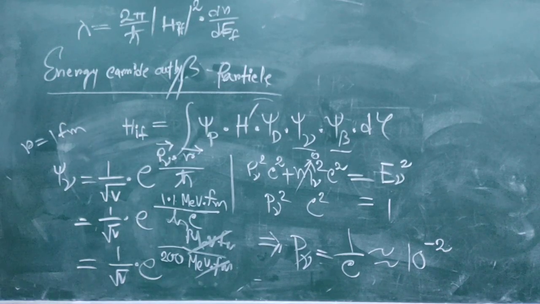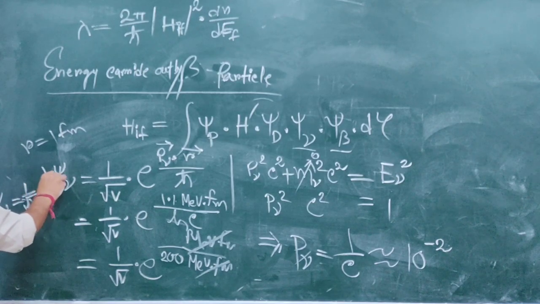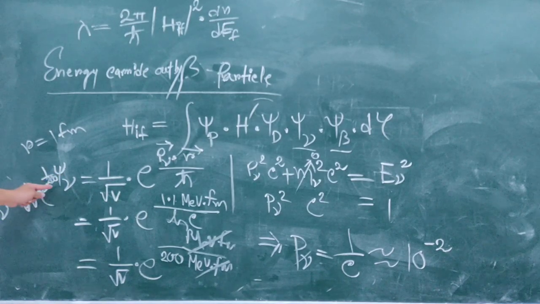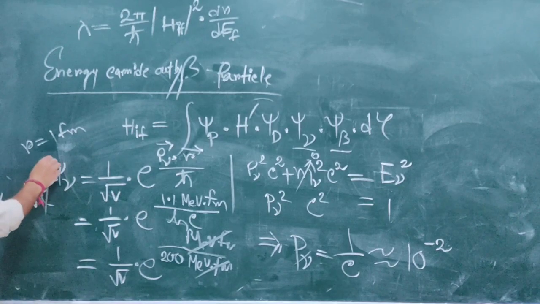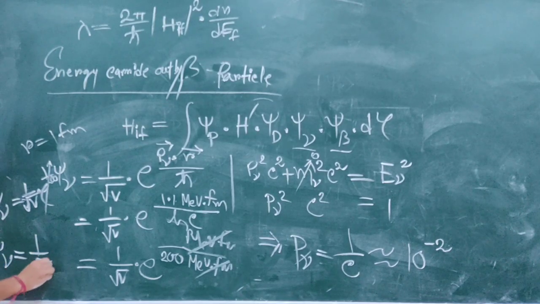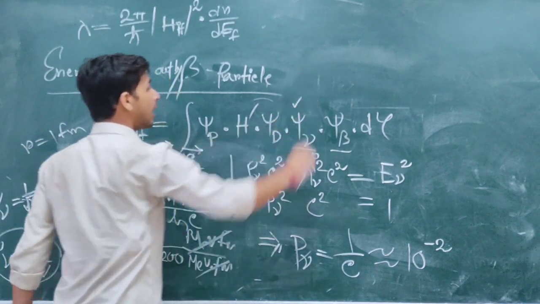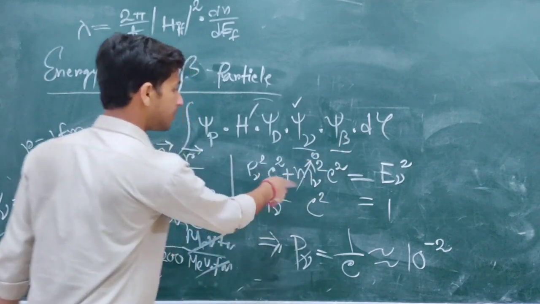So finally we will get the wave function for the neutrino equal to 1 divided by root V times e to the power 1 divided by 2000. As this 2000 is a very large number and its exponential will be very small, we will neglect this term, and finally we get psi_nu equals 1 divided by root V. So we have to put this psi_nu here and we have to get the value of psi_beta in a similar way.